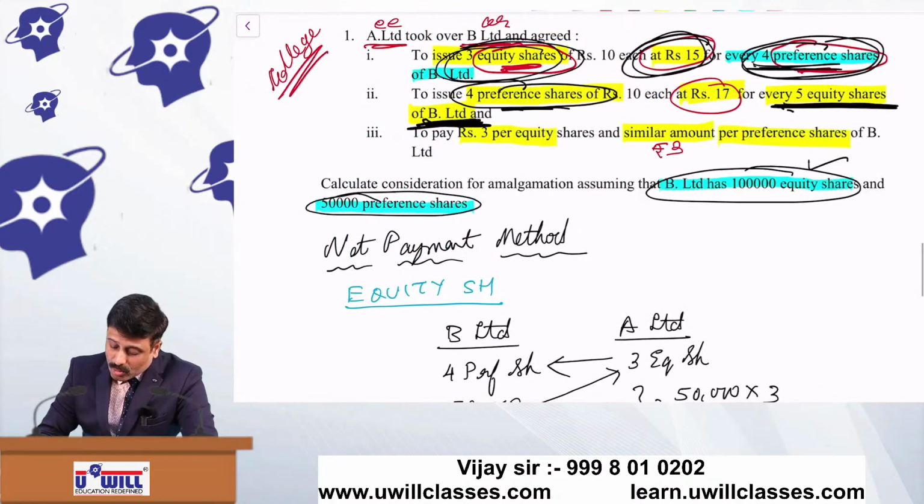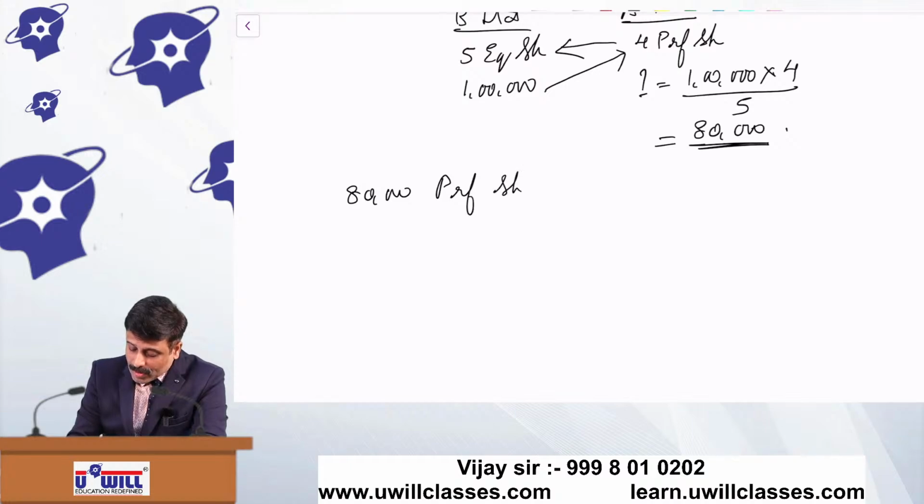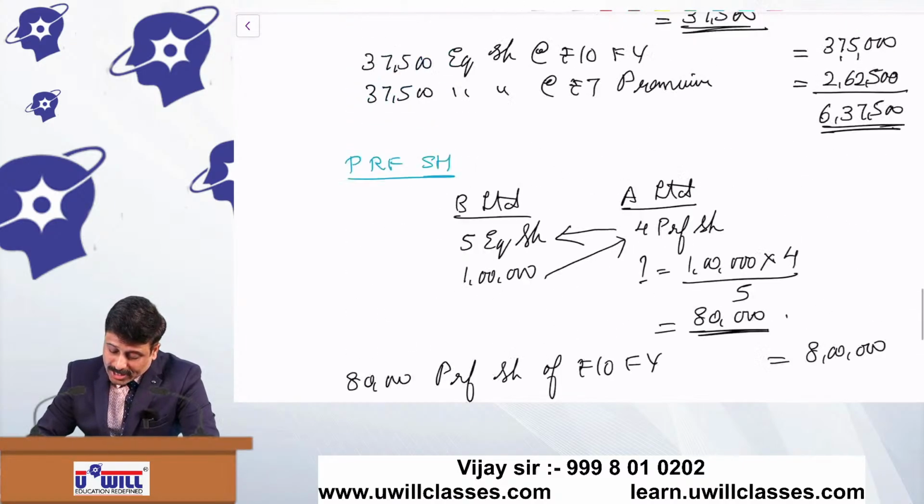And what is its value over here? 17 rupees. So again 10 rupees face value and 7 rupees premium. We'll say 80,000 preference shares of rupees 10 face value. So in terms of preference share capital, what amount will go? 8 lakhs.